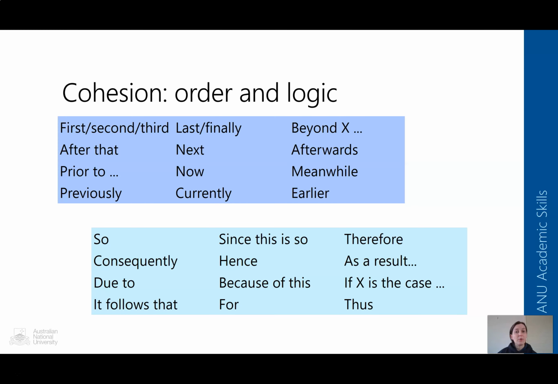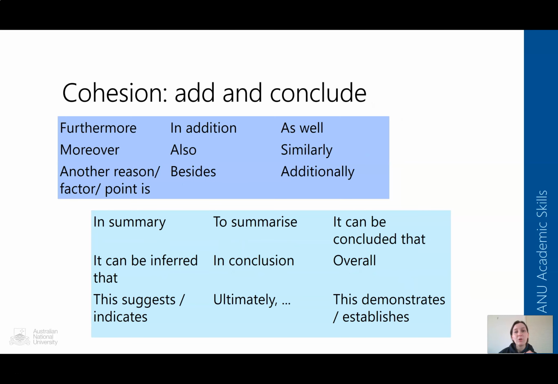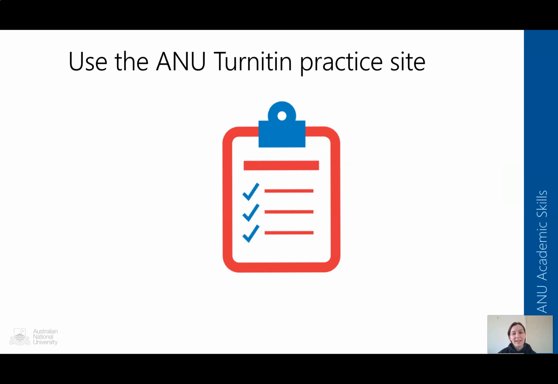So think about showing the connection between ideas, in particular the order and the logic of the ideas, but also the contrasts between ideas, and to explain what exactly you're doing in that particular sentence. You can also use these kinds of cohesive devices to show where you're up to in the essay. And these can be really helpful for your reader to know which paragraph, for instance, is the conclusion. So when you're looking at expression, look at clarity and cohesion.